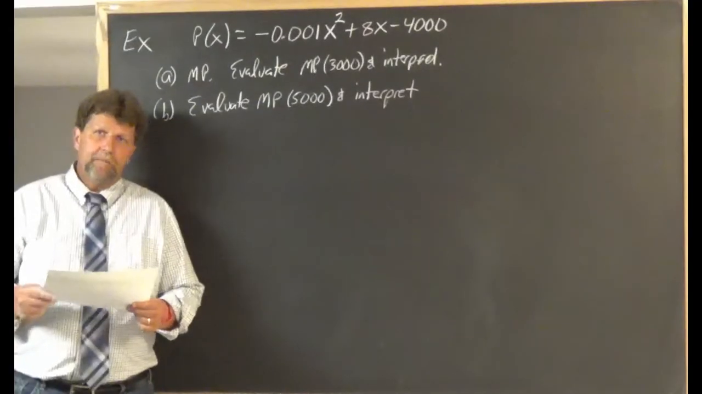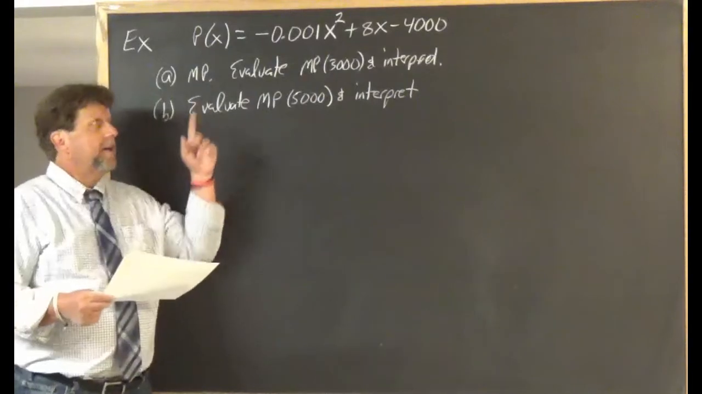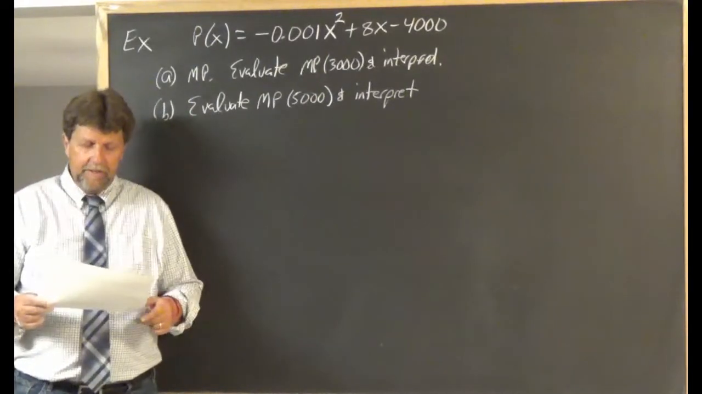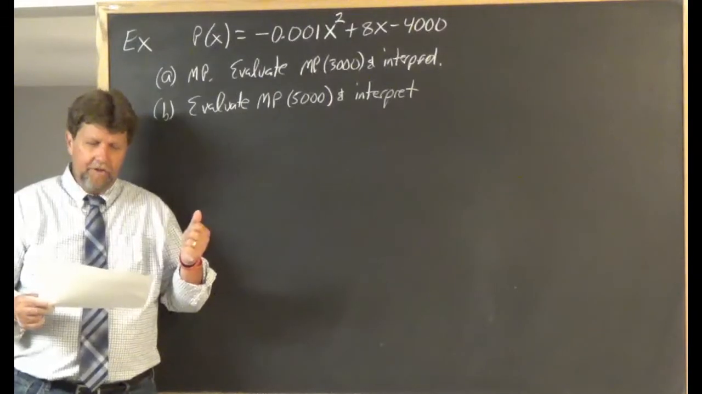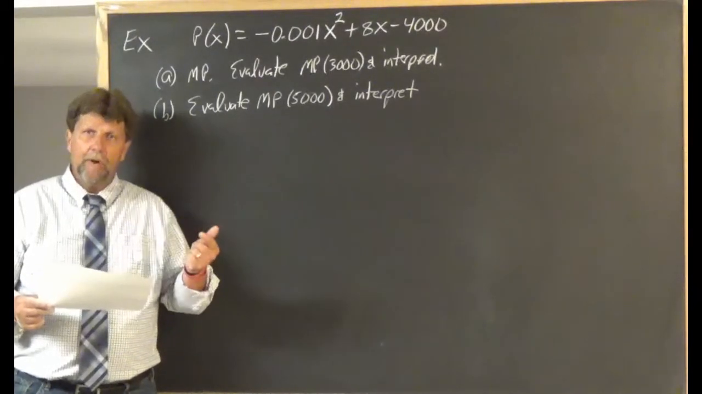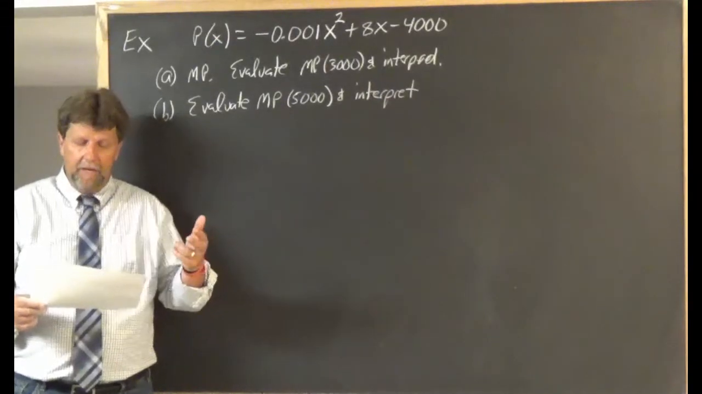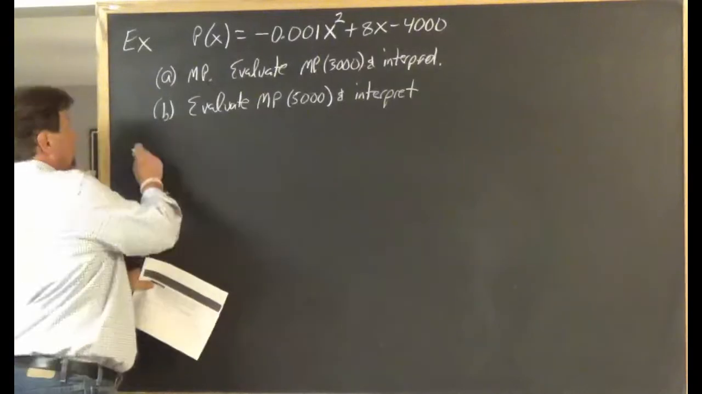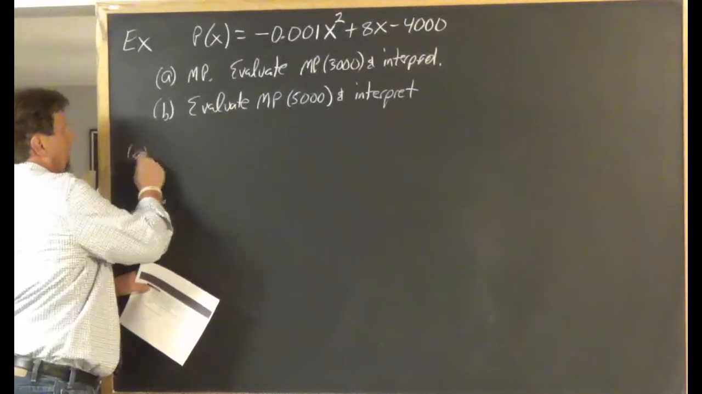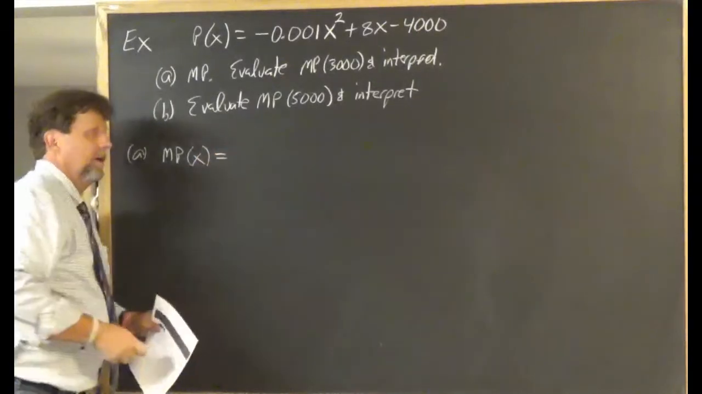Okay, folks, this example, a lot of words. I asked you to write them down. I didn't write them on the board. I just wrote down what the profit function was. Part A, we're asked to get the marginal profit function, MP, and evaluate the marginal profit at 3,000 and interpret. And then in part B, the marginal profit at 5,000 and interpret. So let's start off part A, the marginal profit function.